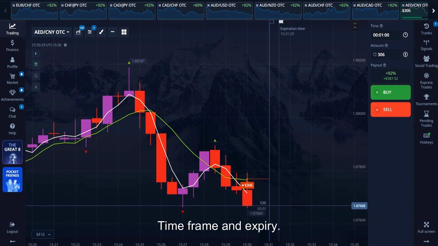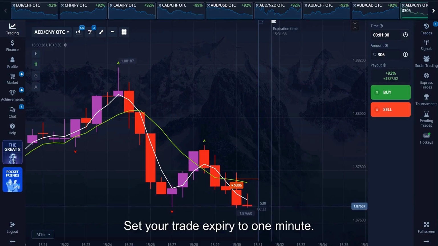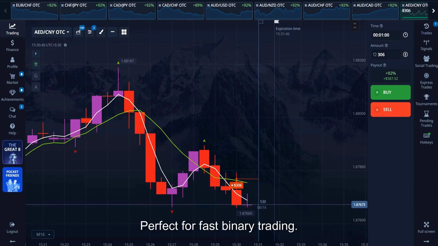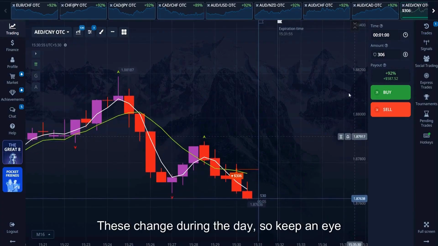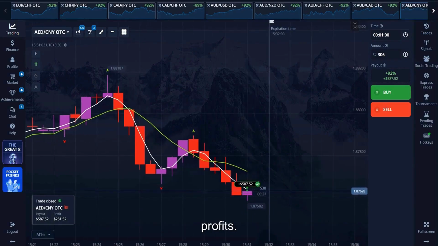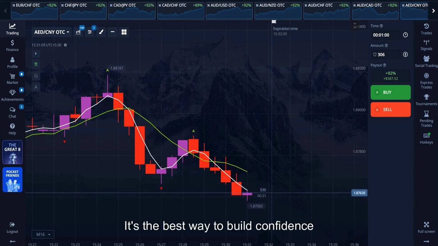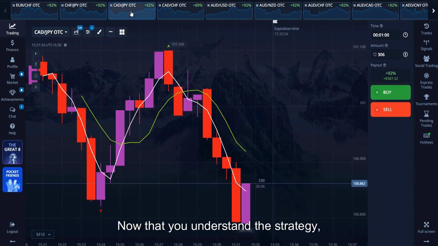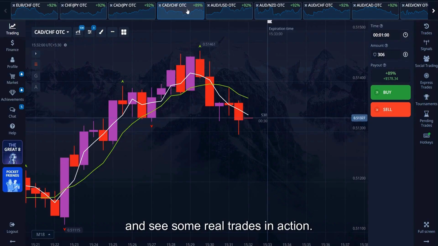Time frame and expiry. Set your chart time frame to 30 seconds. Set your trade expiry to 1 minute. This timing gives quick and clear results. Perfect for fast binary trading. Always trade on currency pairs with high payout percentages. These change during the day, so keep an eye out and switch pairs when needed for better profits. And most importantly, practice first on a demo account. It's the best way to build confidence before using real money. Now that you understand the strategy, let's jump into the live trading session and see some real trades in action. Let's go.